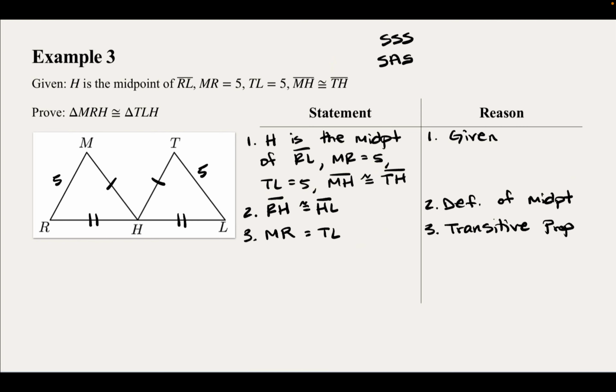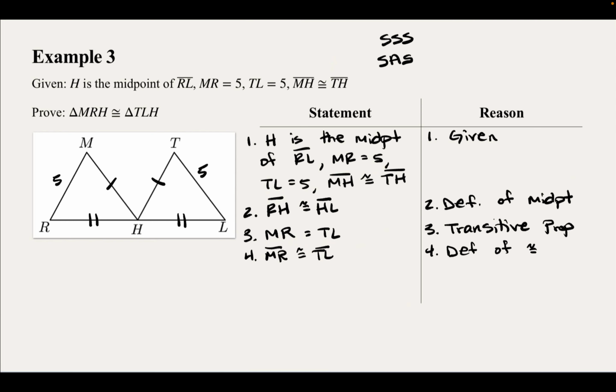Now you want to be careful here. To prove that triangles are congruent, I need to prove the sides or angles are congruent, not that the sides or angles are equal. MR equals TL. This isn't exactly where I want it to be yet. This right now is sitting in algebra world. I need to bring it over to geometry world. And I'm going to do that by using the definition of congruence. So MR is congruent to TL because their lengths are equal. If the lengths are equal, then the sides are congruent.